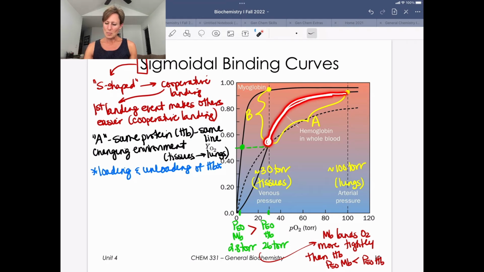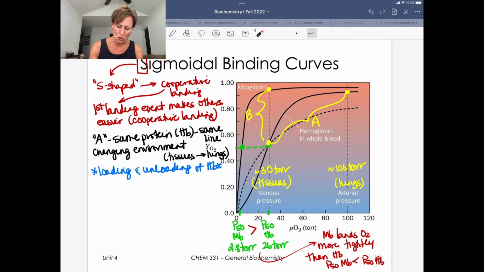So this trip back and forth represents the change that hemoglobin experiences between the lungs and the tissues environment changing, and that's going to either allow hemoglobin to be loaded with oxygen or then let go of it so that it can go and be delivered elsewhere.